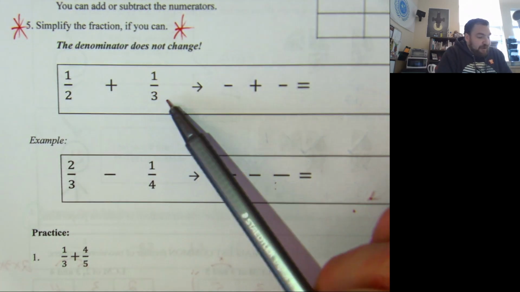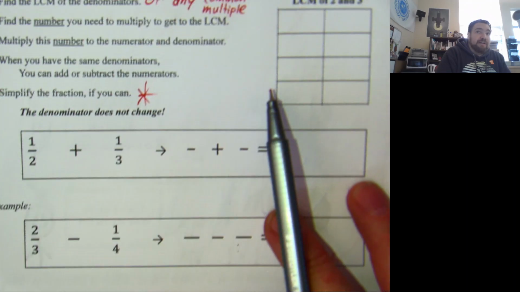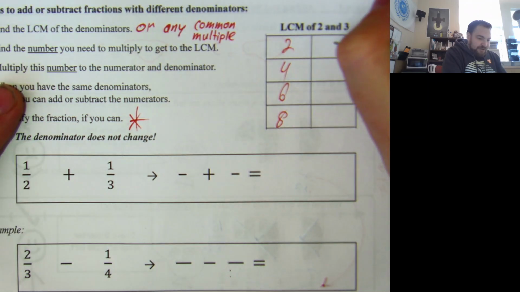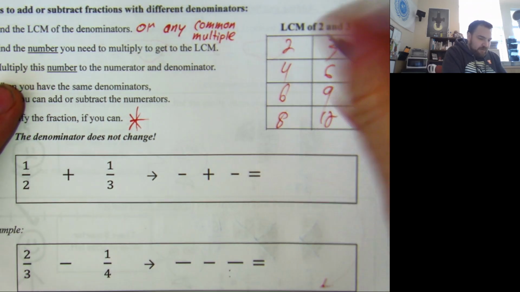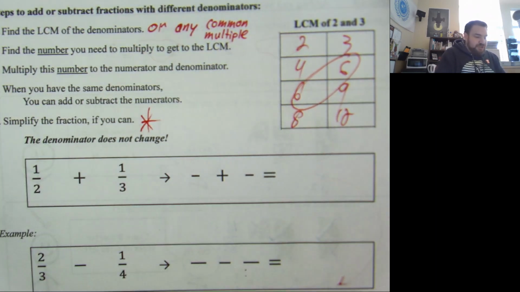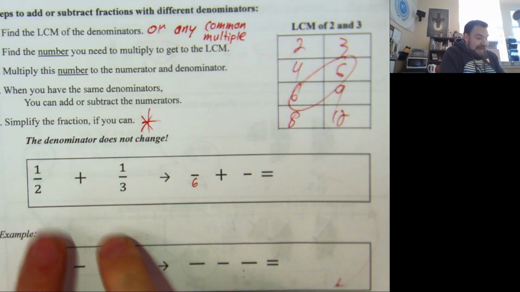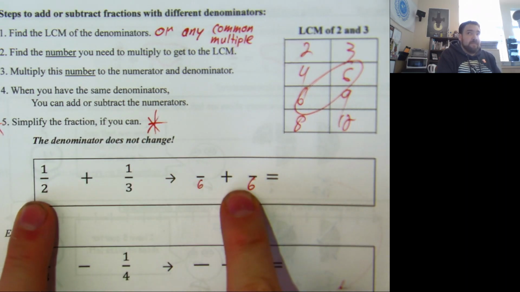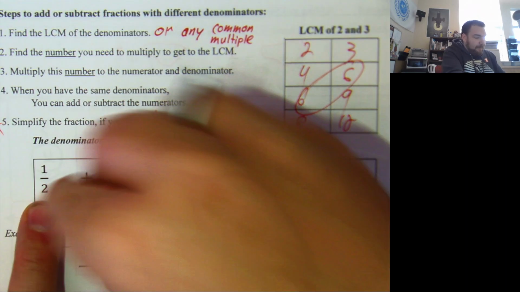If I have a half and a third, we already said before, I'll write it out on my chart again. The chart goes 2, 4, 6, 8, and 3 goes 3, 6, 9, 12. The 6's will work. When I'm adding a half and a third, I want 2 fractions that each have 6 in the denominator. Now we have to figure out how to multiply to get there.